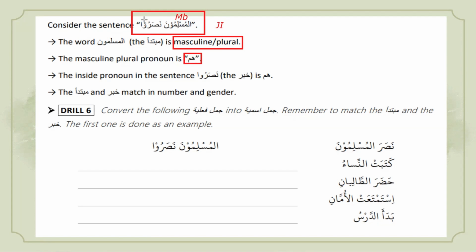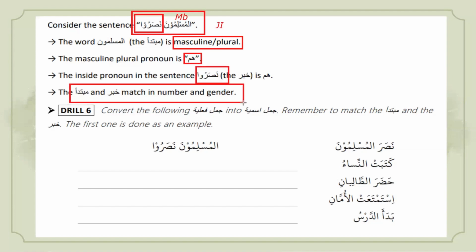So for the jumla failure khabar, which is nasaru, we are going to use the verb form with whom. We didn't use nasara, we used nasaru because Muslimuna is a masculine plural mubtada, so the jumla failure khabar should also have the fail as plural masculine, which is nasaru. So the mubtada and the khabar match in number and gender. This is very important.